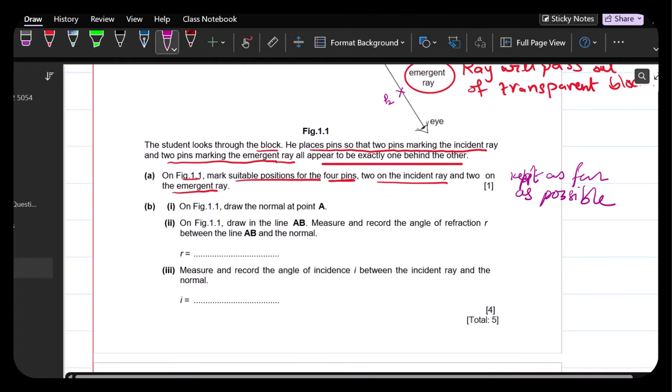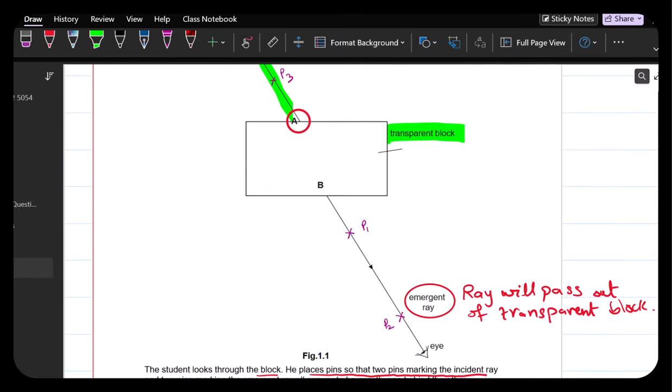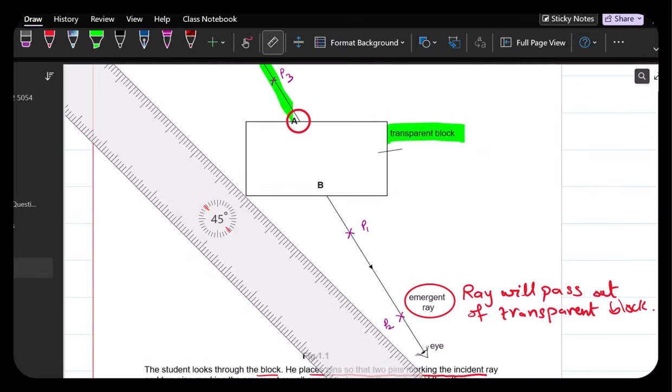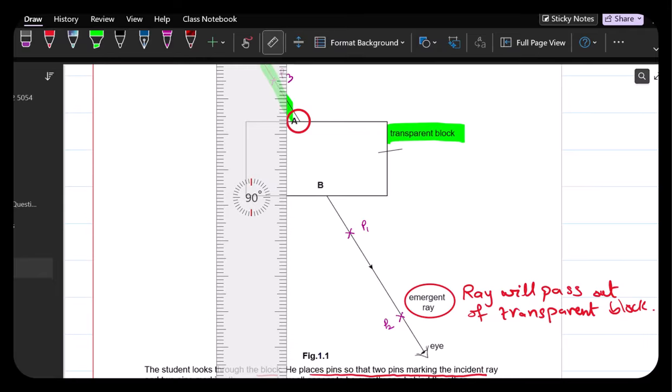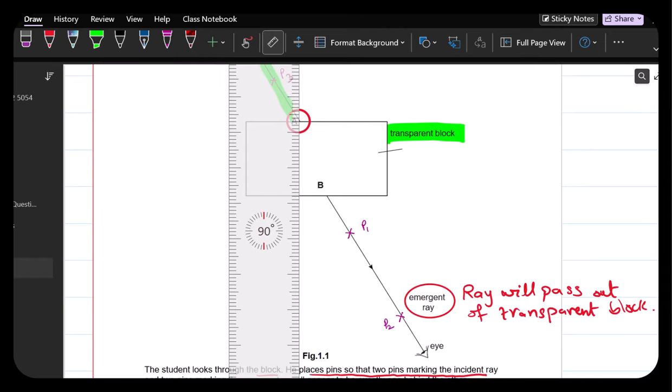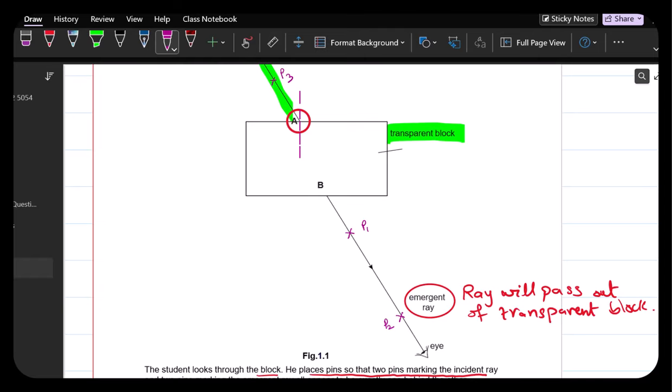Now part B on figure 1.1: draw the normal at point A. What is a normal line? You know, it is a line perpendicular to the plane. So here I'm going to draw a dotted line. This is going to be the normal line at point A. The normal line is the perpendicular line to the plane, so you can see here we have 90 degrees as well.